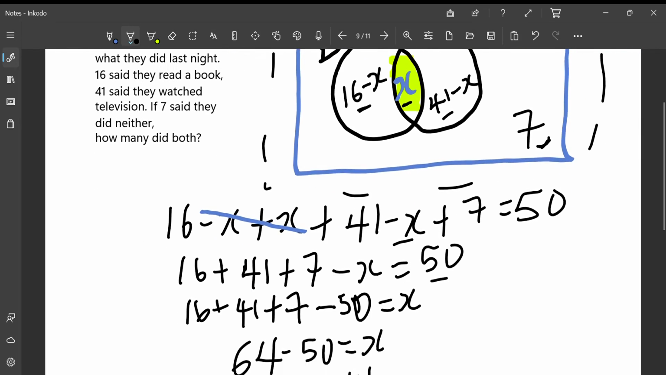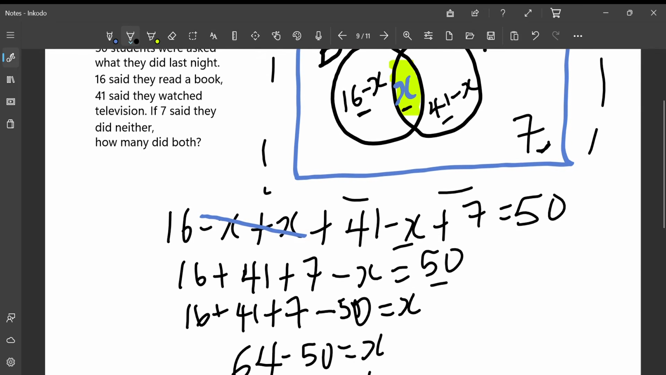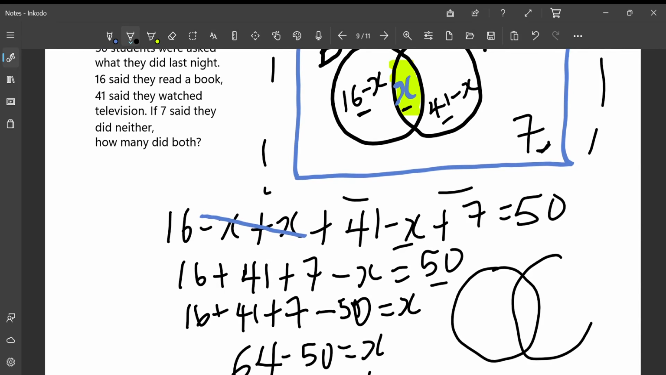So if I should draw another Venn diagram, similar to what I have up, let me draw one here. It means those in the middle will be 14 students. If I minus 16 minus 14 for the books, this is books, don't forget, and this is TV, it means only 2 students read book alone without touching television. And on the other side, 41 minus 14 for the TV, which is 27. So 2 students read book alone, 27 students watched TV alone, but 14 of them did both.